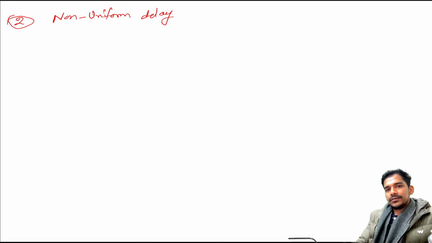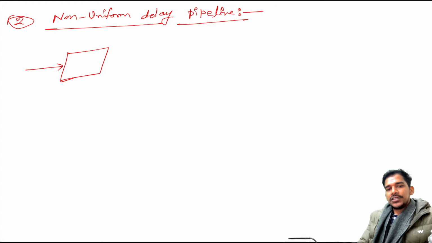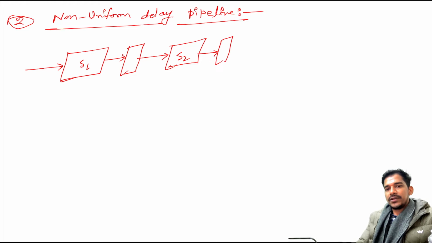Non-uniform delay pipeline. In the non-uniform delay pipelining, you will be having the system something like this. Let us say this is your stage 1 and there is a buffer connected. Then let us say the stage 2, in which the output of this particular stage is available in this buffer. Then there is a stage 3 which is taking the input from the buffer produced by the stage 2 and putting the result in another buffer.